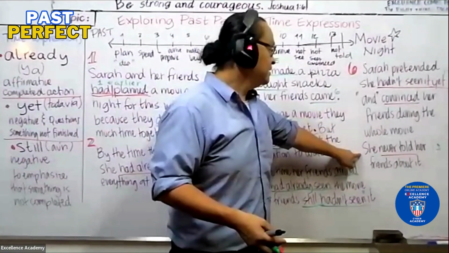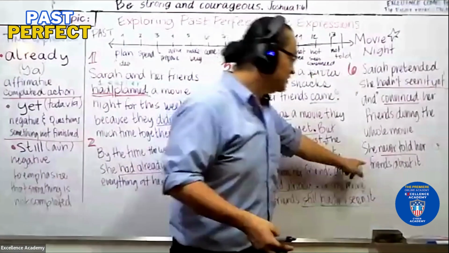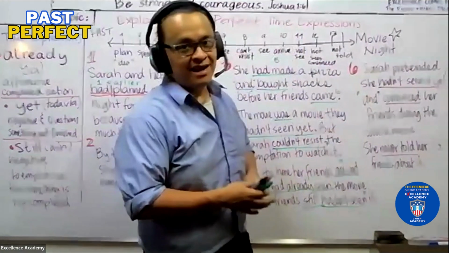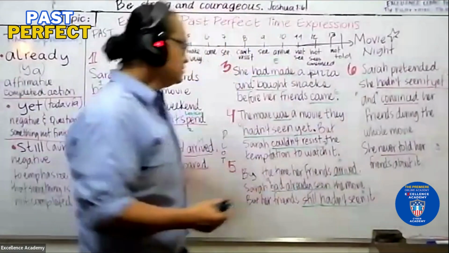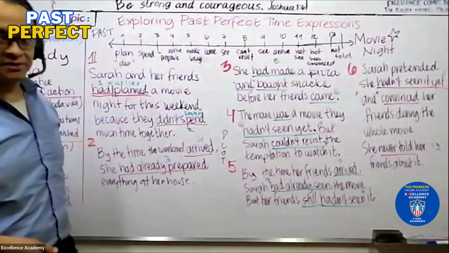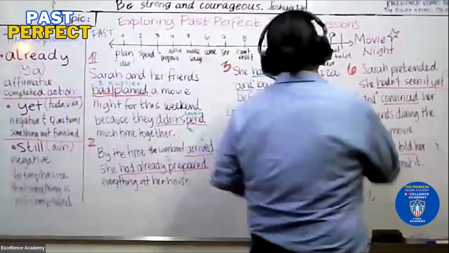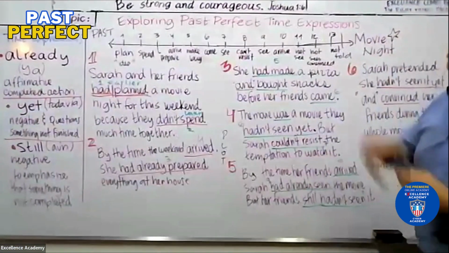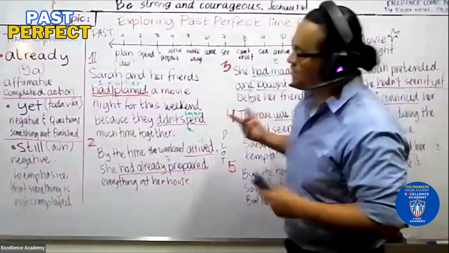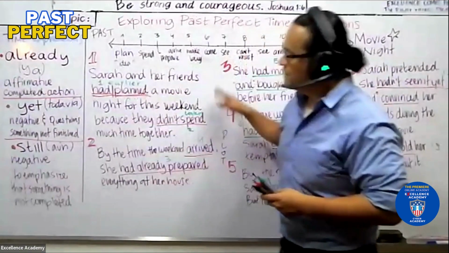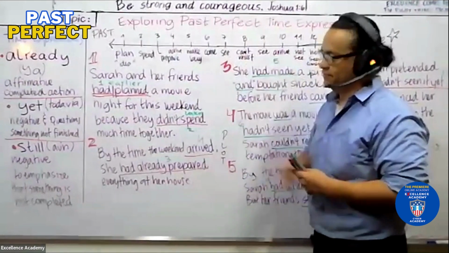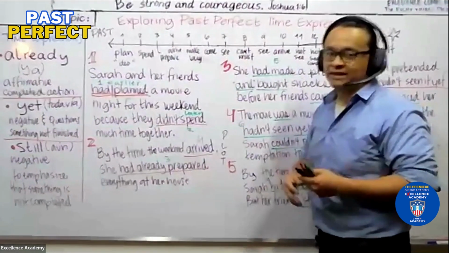And eventually, right, she never told them. She never told her friends about it, how she managed to do that. So there you go, guys. That's the complete order. Now, let's move on to the expressions of time that were used in the story. Okay, there are basically three that we're going to focus on.